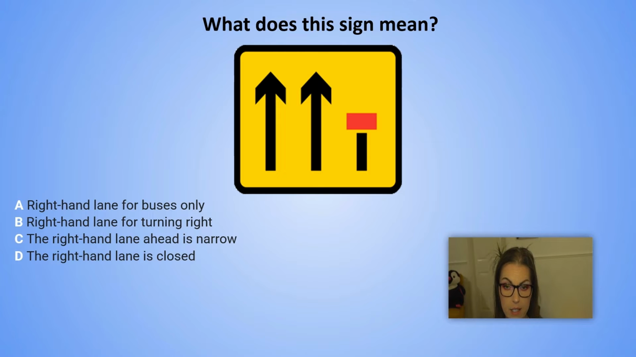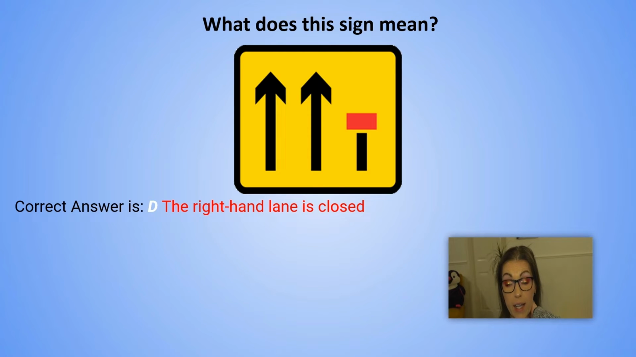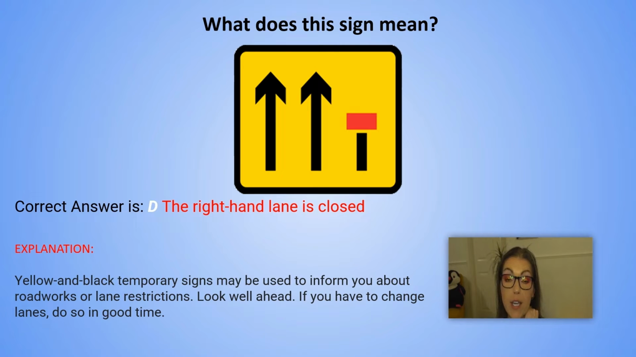And the correct answer is the right-hand lane is closed. Explanation. Yellow and black temporary signs may be used to inform you about roadworks or lane restrictions. Look well ahead. If you have to change lanes, do so in good time.